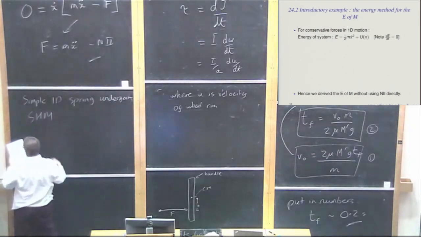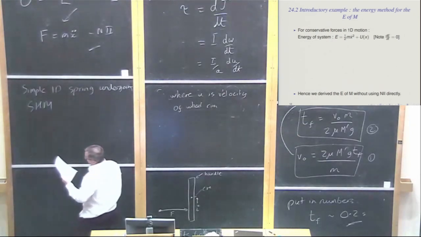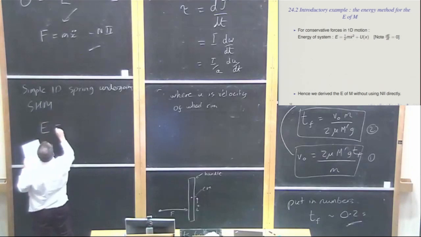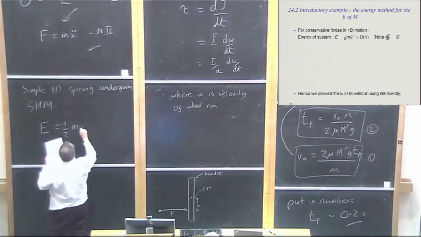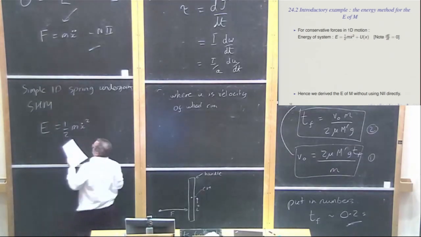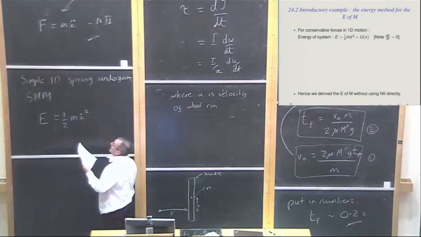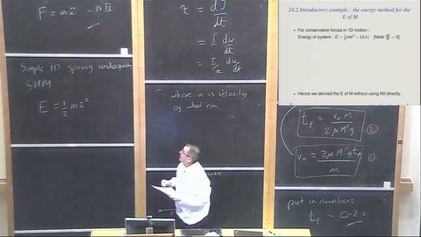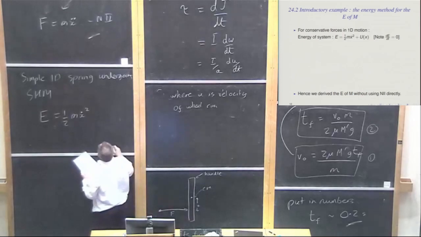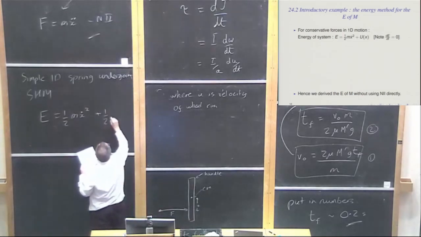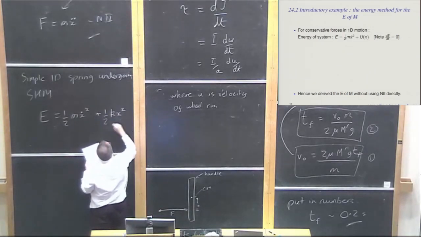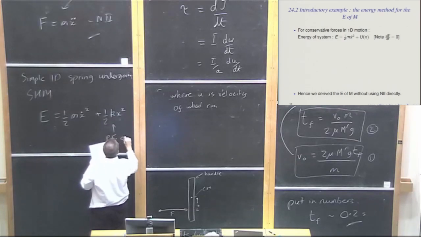Okay, so there the energy is given by a half m x dot squared. That's the kinetic energy of the mass on the spring. And then there's the potential energy, which is given by a half k x squared. So this is the familiar expression for the potential energy of a spring coming out of Hooke's law.